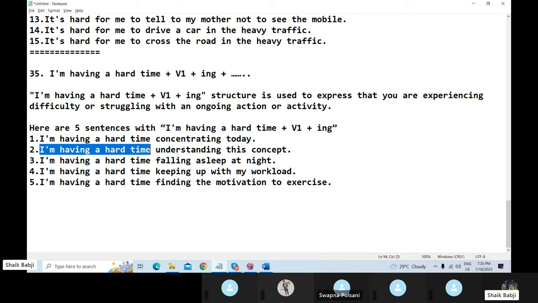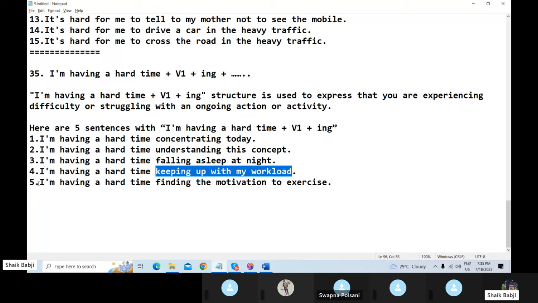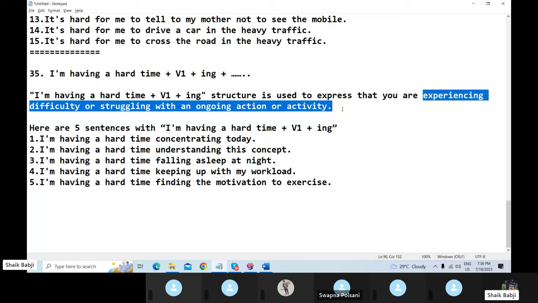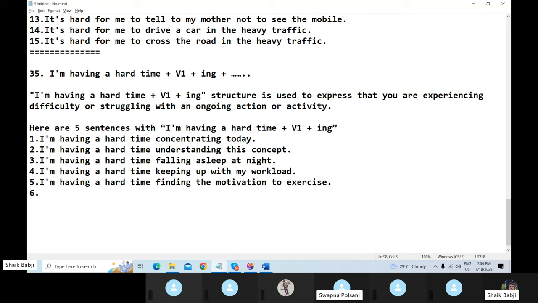I am having a hard time understanding this concept. I am having a hard time falling asleep at night. I am having a hard time keeping up with my workload. I am having a hard time finding the motivation to exercise. So what is the structure? The structure is used for experiencing a difficulty or struggling with an ongoing action or activity. Okay, now please tell me some examples from your side.